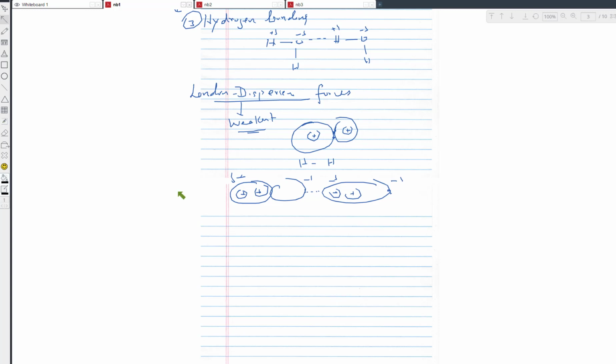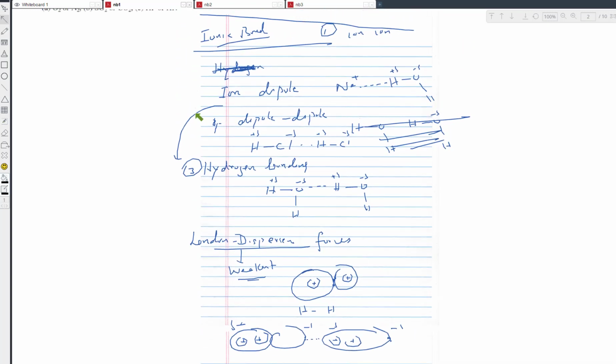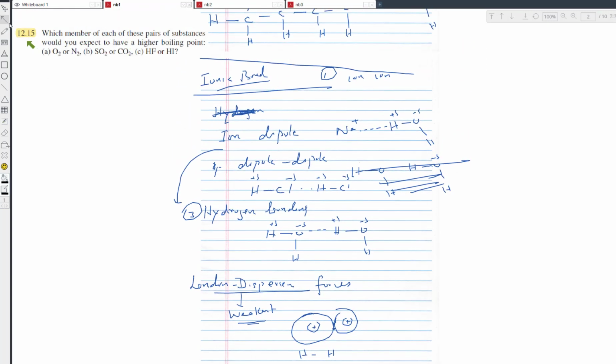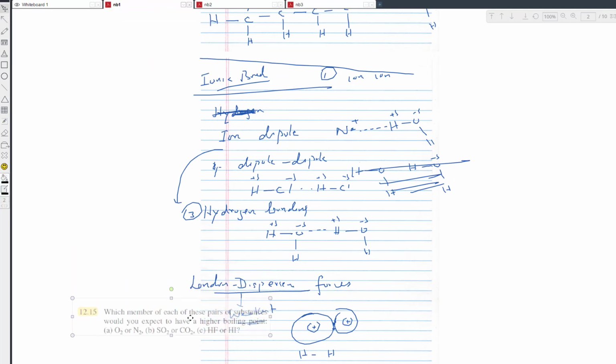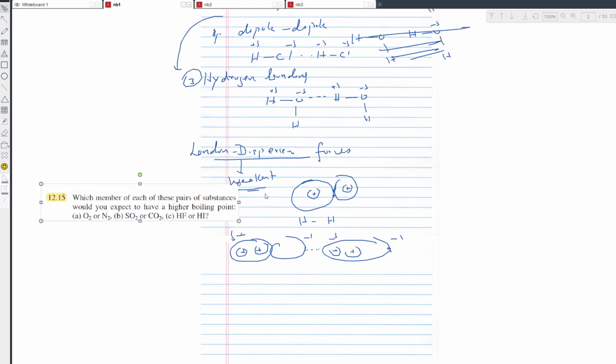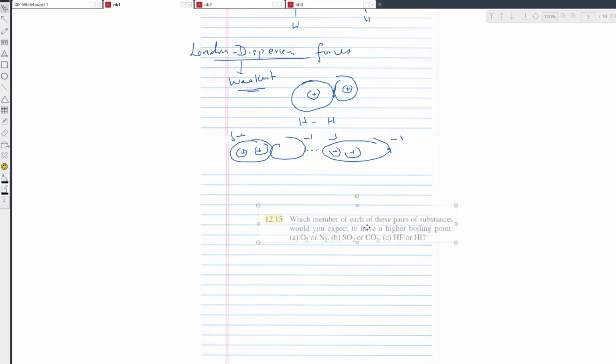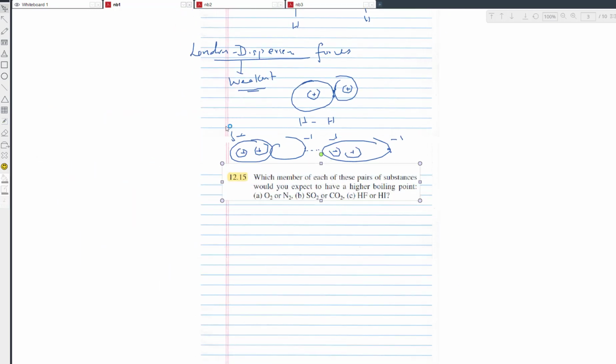Problem 12.15. Now you decide. First of all, remember, non-polar molecules have only and only London dispersion forces. So first look at which member of each pair of substances you would expect to have a higher boiling point. In other words, which one you expect to have the lower boiling point.